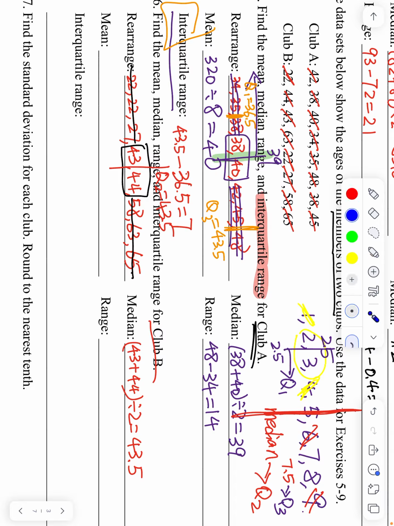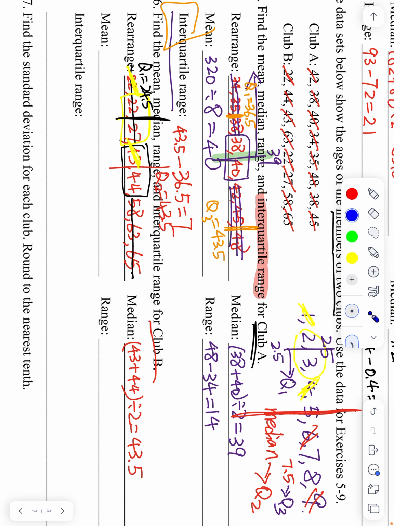Now we're going to figure out the median of the lower part, which is, I'm going to cross out the 22 and the 43. I'm going to find the average of these 2 numbers. So 22 plus 27, then divide by 2. So 22 plus 27 equal to 49 divided by 2. That is 24.5. So the median of the lower part, we also call Q1. Q1 is 24.5, the average of these 2 numbers.